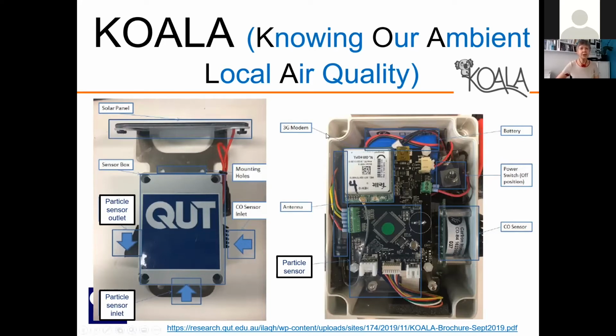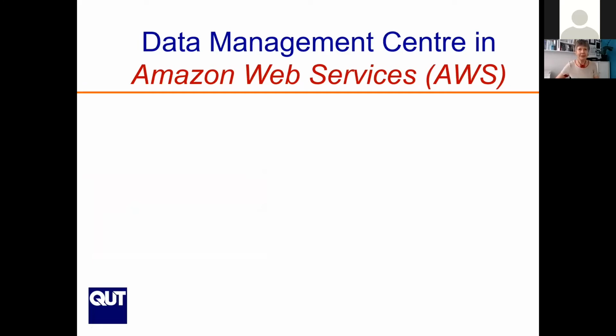However, we didn't talk much last time about what happens with the data which the sensors in the koala, the CO2 sensor and particle sensor, collect, and how we access this data. Now, this 3G modem is the starting point for this. This is how it happens. We've got the data management center in the Amazon Web Services. So this is in the cloud.